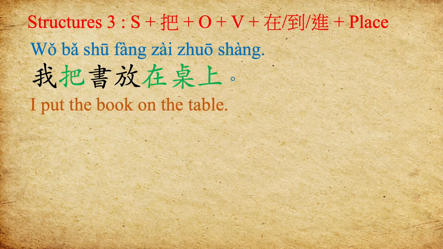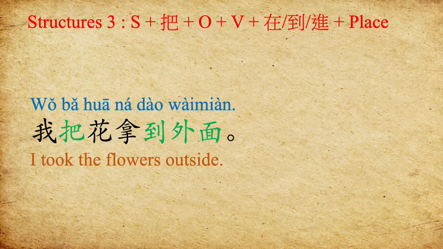Now let's move on to the third structure: subject plus 把 plus object plus verb plus either 在 or 到 or 进 plus place. For example, 我把书放在桌上。在桌上, 在 is the preposition, 桌上 is the place. Literally it means I took the book and put it on the table, but it actually means I put the book on the table. The second one, 我把花拿到外面。外面 is outside, so it's a place. So I took the flower outside.